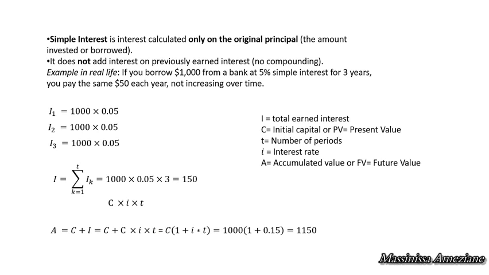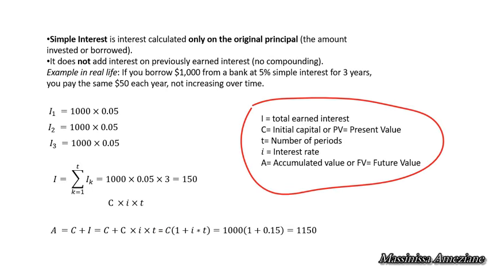So here let's explain each component, what it represents. I here is the total earned interest. C is the initial capital, or you can find it written as PV, which is the present value. T is the number of periods. i is the interest rate, or you may find it as R, which is the interest rate as well. And finally, the accumulated value, or the future value, FV.